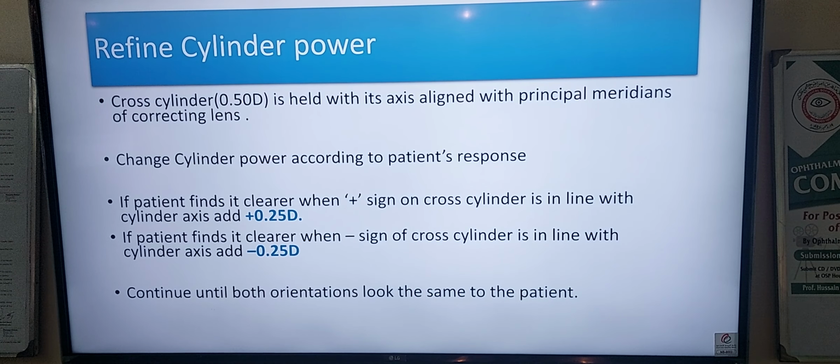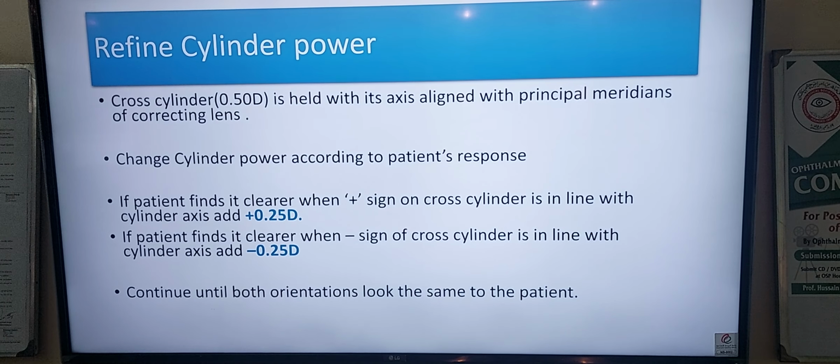Now how do we define cylinder power? Cross cylinder 0.5 diopter is held with its axis aligned with the principal meridian of the correcting lens. Change cylinder power according to the patient's response. If the patient finds it clear when the plus sign on the cross cylinder is in line with the cylinder axis, add plus 0.25 diopter. If the patient finds it clear when the minus sign of the cross cylinder is in line with the cylinder axis, then add minus 0.25 diopters. Continue until both orientations look the same to the patient.